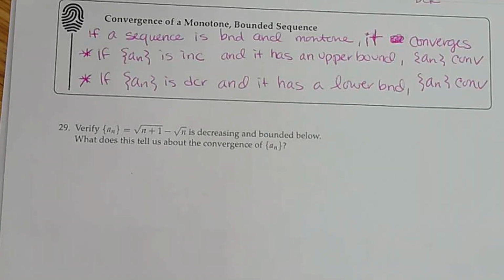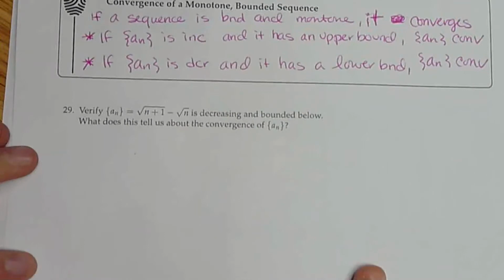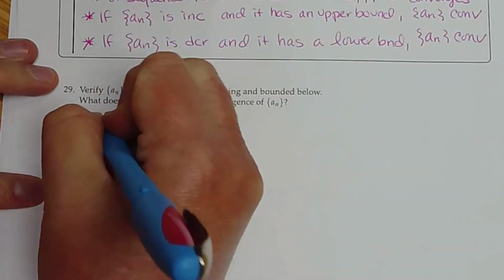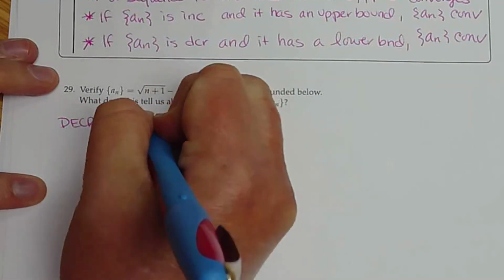So with that in mind, we're going to take a look at our sequence, the square root of n plus 1 minus the square root of n, and we're going to show that it's decreasing and bounded below, and then we're going to talk about what that tells us about the convergence. To show decreasing, we can use the first derivative.